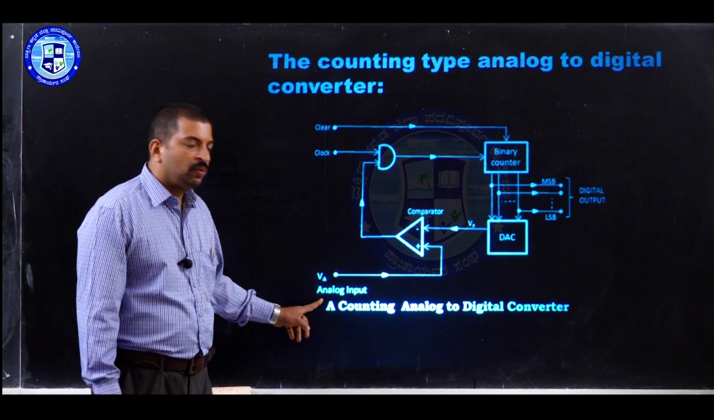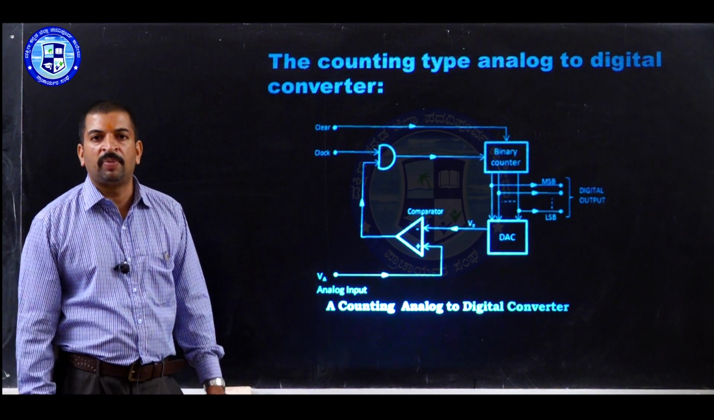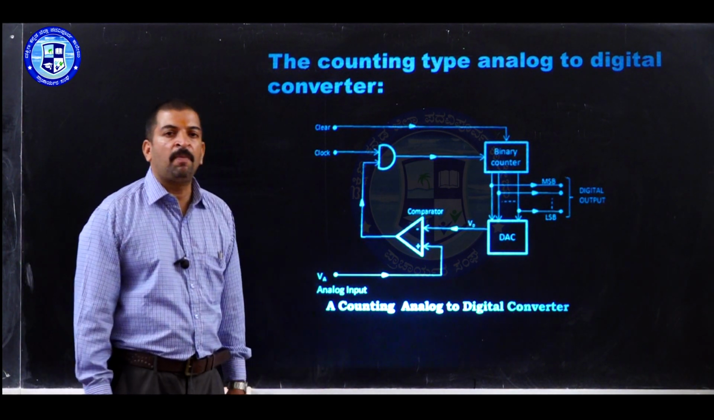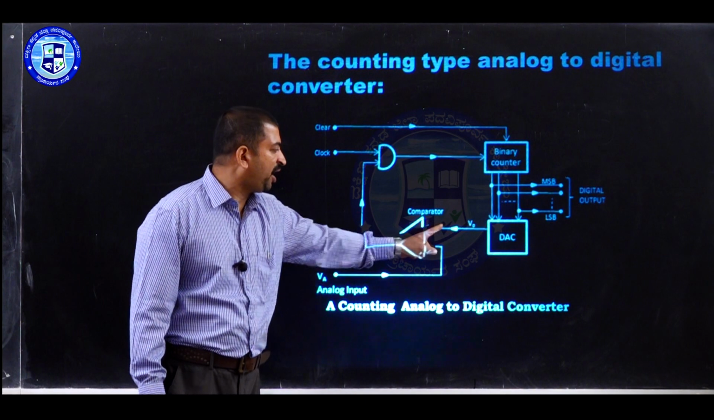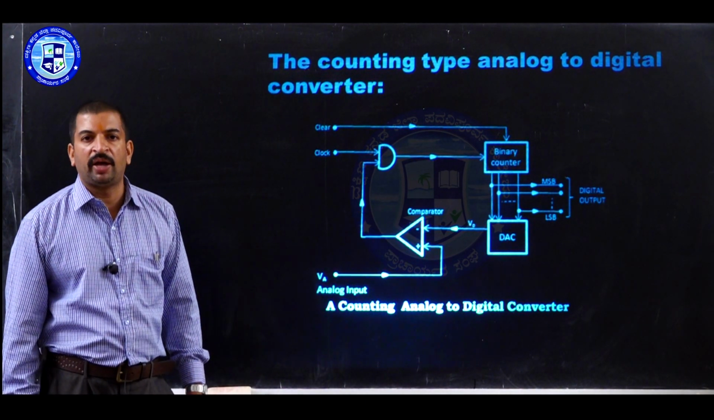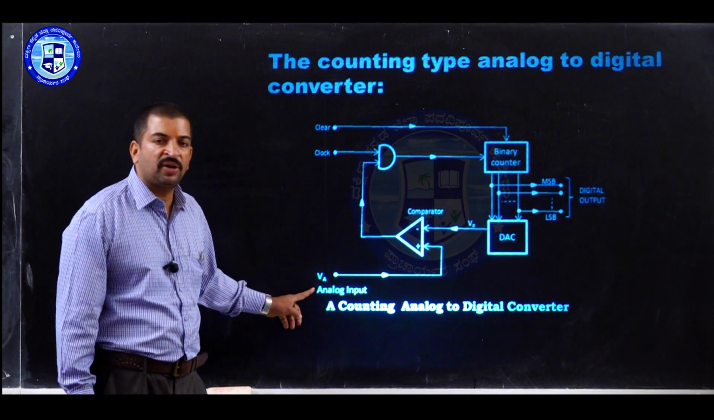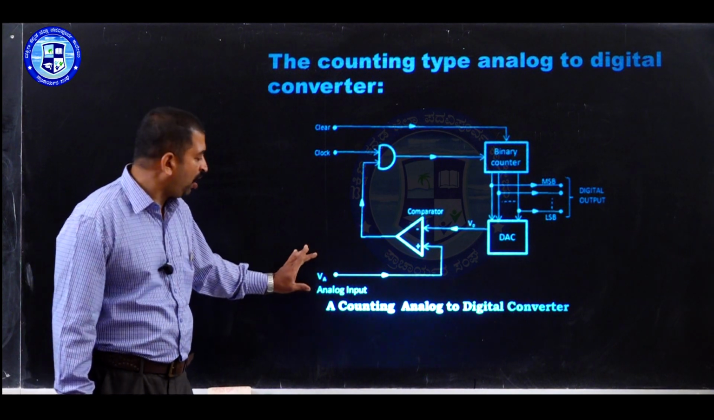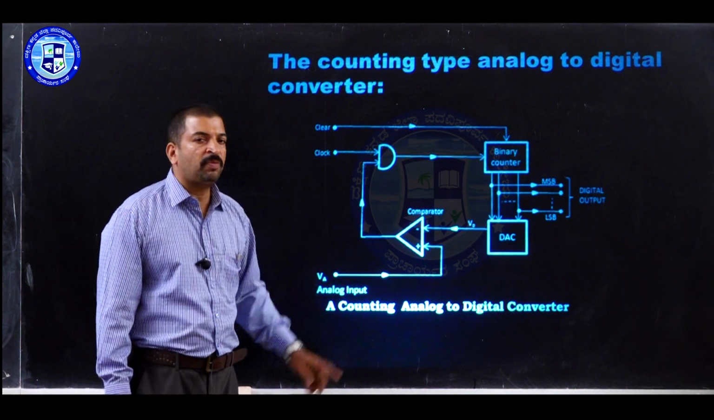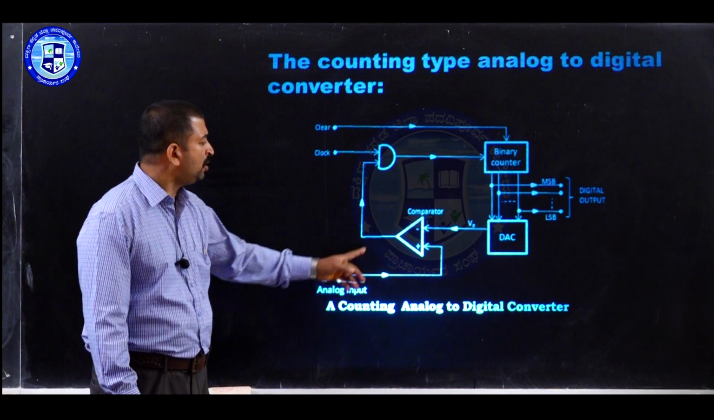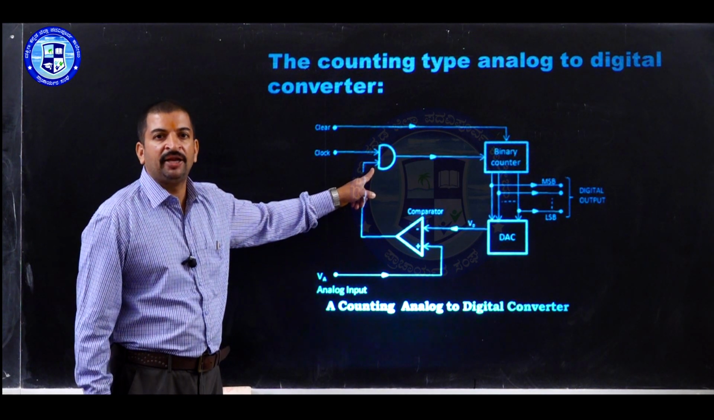Now when the analog input signal is applied to the non-inverting input of the comparator, the output voltage of the comparator becomes high if the analog input voltage is greater than the output of a digital to analog converter. The output of the digital to analog converter is indicated as V0 and the analog input is indicated as VA. If the analog input voltage VA is greater than the output of the DAC V0, then the comparator produces a high output. This high output of the comparator is used as one of the input to an AND gate.